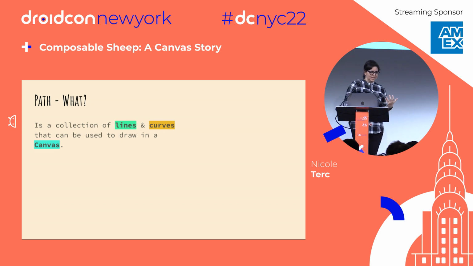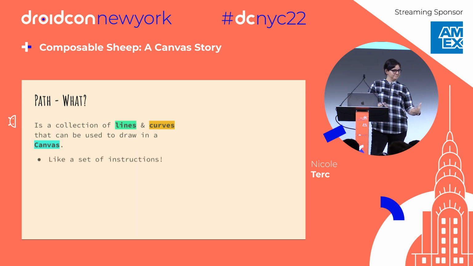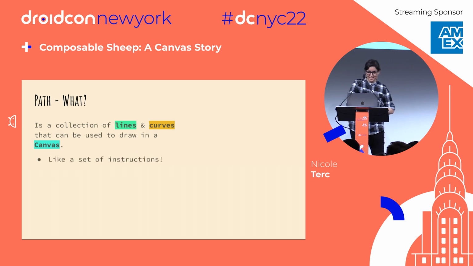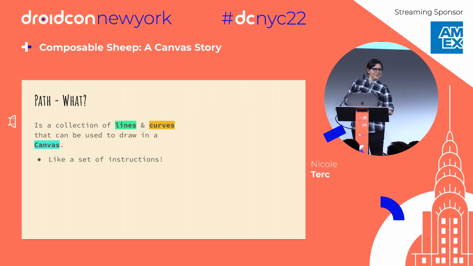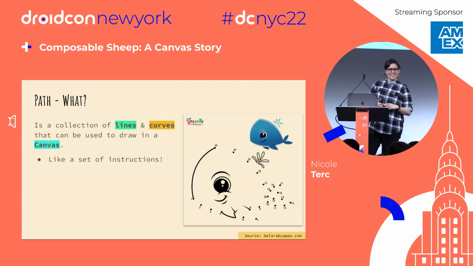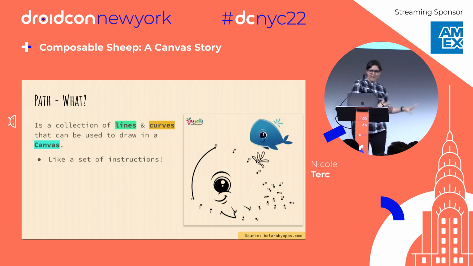A way to define it is that a path is a collection of lines and curves that can be used to draw in a canvas. Nice, right? Another way to see it is that it's basically just a set of instructions. Yeah? No? Not yet? OK. Another way that I like to see Path is, remember those dot-to-dot drawings that you used to do when you were a kid, where you had number 1 to 2 to 3? That's how Path works. It doesn't have any information about colors.